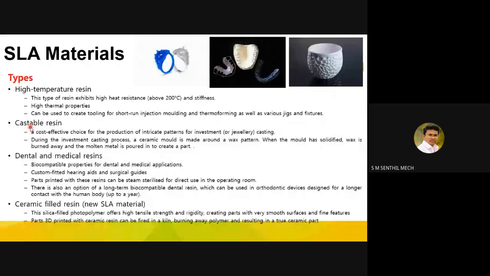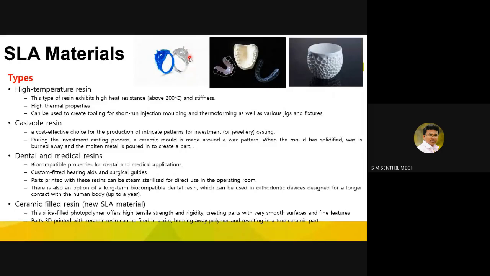Next is castable resin, resins which can be cast. This is a cost-effective choice for production of intricate patterns for investment casting, that is, jewelry casting. Investment casting is the casting process used for jewelry. Here on the top you can see a ring being made. The blue one is the pattern made using the castable resin, inside which you can pour the molten metal, which can finally be taken out as the actual ring.